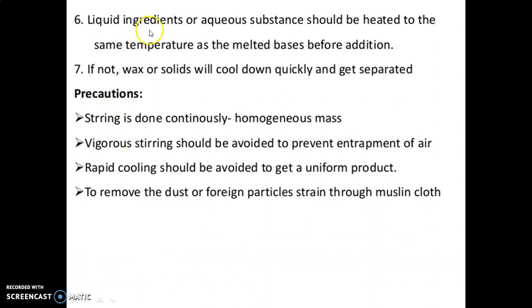Then liquid ingredients or aqueous substances should be heated to the same temperature as the melted bases before addition. If not, wax or solids will cool down quickly and get separated. Precautions: the stirring is done continuously for a homogeneous mass. Vigorous stirring should be avoided to prevent the entrapment of air. Rapid cooling should be avoided to get a uniform product. To remove dust or foreign particles, strain through muslin cloth.